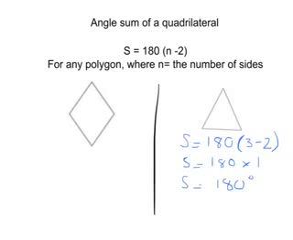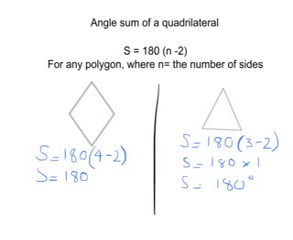Let's have a look at a quadrilateral. So again, same formula, S equals 180 times the number of sides minus 2. So in this case 4 minus 2. So S equals 180 times 2. So S equals 360 degrees. Now, we'll come back and use this formula again when we look at shapes that have multiple sides. So it could be 5 sides, 6 sides, 10 sides. So we need to remember that in all quadrilaterals, the sum of the internal angles will always be 360 degrees.